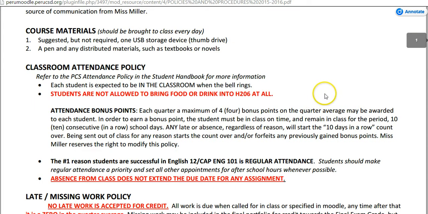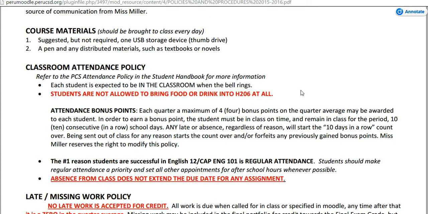Our attendance, you should be in the room and ready to work when the bell rings, which means be a minute or so early. You're not allowed to bring food or drink into my room, into H206, so please leave any food or drink in your locker or on the little desk that's right outside my room.